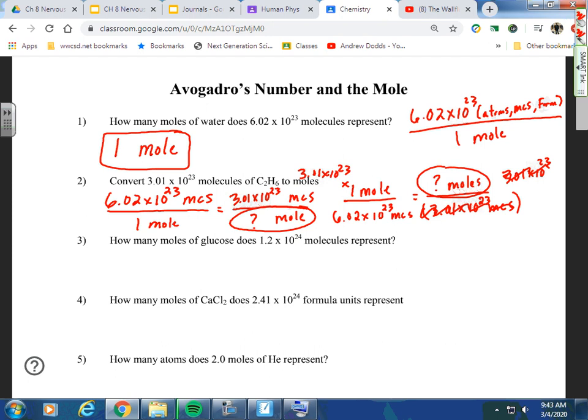I'm going to do another example, and I'll show you a way that you might like better. All right. So you probably don't like that way. So what we end up with is 3.01 times 10 to the 23rd molecules over 6.02 times 10 to the 23rd.